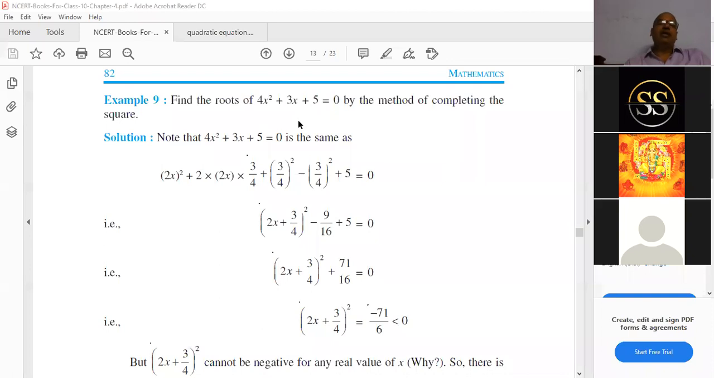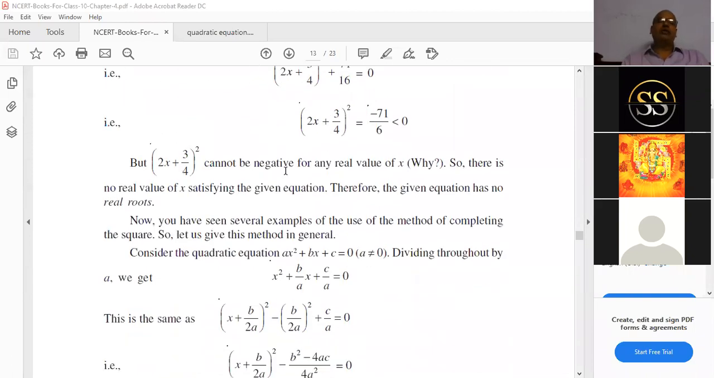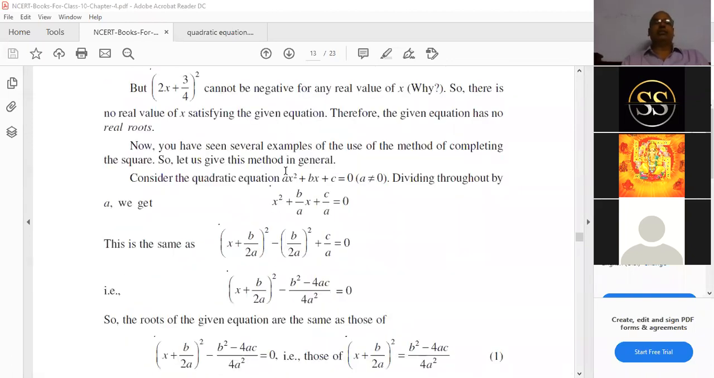That's why, anytime you are asked, check b square minus 4ac. If you get a negative value, less than 0, we have no need to solve those equations. Only if b square minus 4ac is greater than or equal to 0, real roots exist. If it is equal to 0, real and equal roots. Here we are getting less than 0, a minus value. That's why real roots do not exist.